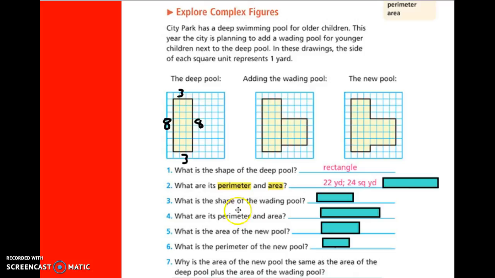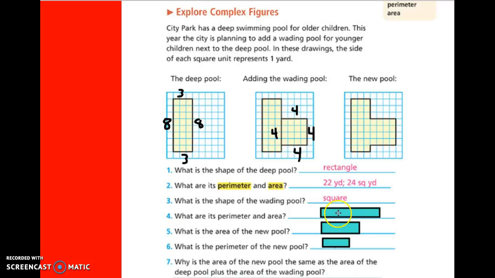All right, now what is the shape of the added wading pool right here? Well, that added wading pool is a square, and now they want us to calculate what the perimeter and area of that square is. So let's go ahead and count. We have 1, 2, 3, 4, and since it's a square, let's double check, but yep, it's 4. So we know that it's 4 all the way around, and we want to go ahead and add those together to give us our perimeter, which will give us 16 yards.